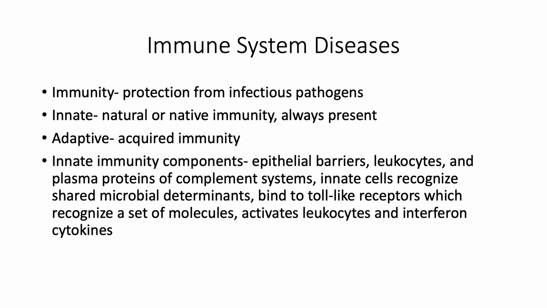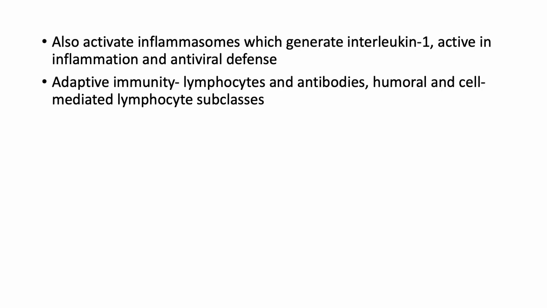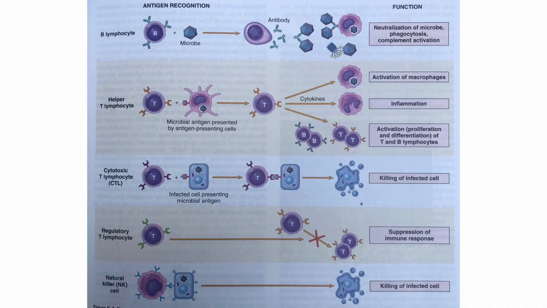They bind to toll-like receptors, which recognize a set of molecules, and these activate leukocytes and interferon cytokines. They also activate inflammasomes, which generate interleukin-1, which is active in inflammation and antiviral defense. Adaptive immunity consists of lymphocytes and antibodies, humoral and cell-mediated lymphocyte subclasses.